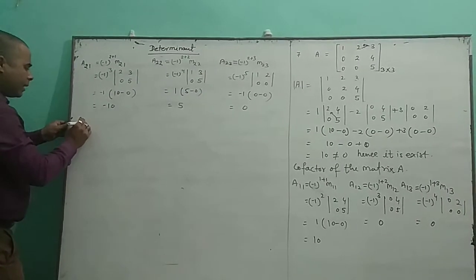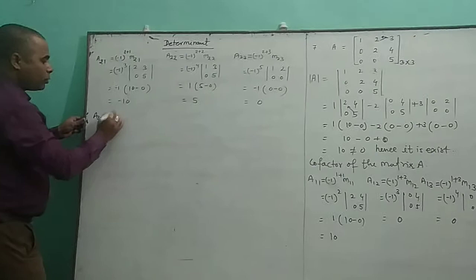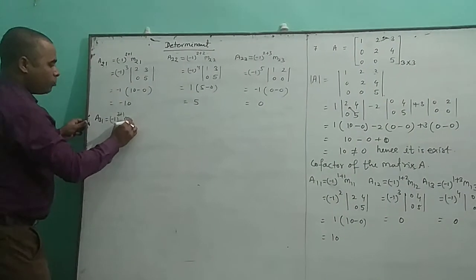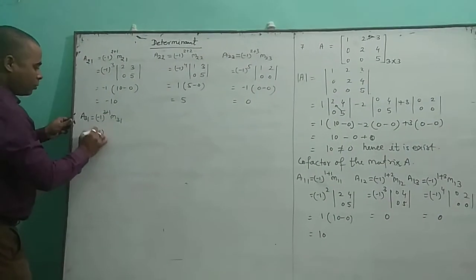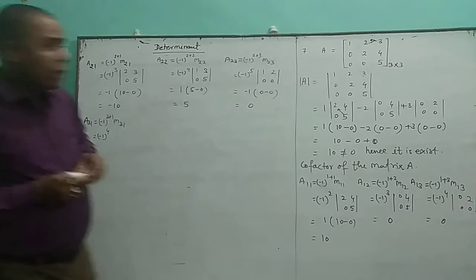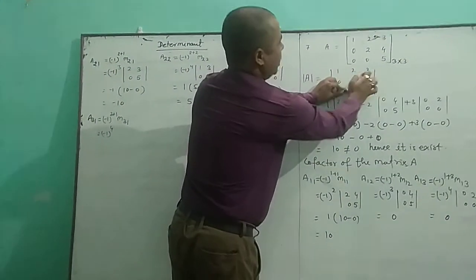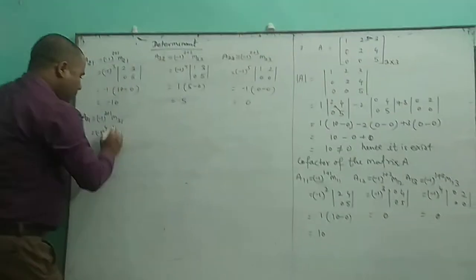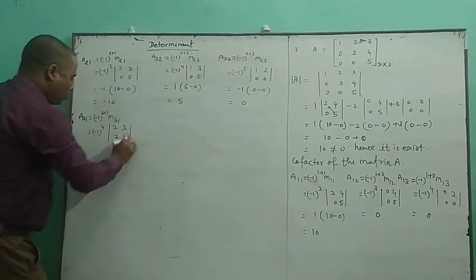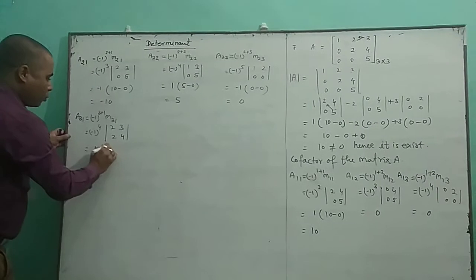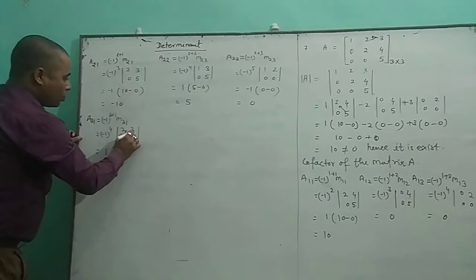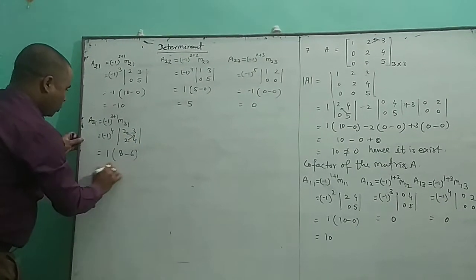Now after that A31 is equal to minus 1 to the power 3 plus 1, M31, minus 1 to the power 4. The value of M31: 31 means third row and first column, 2 3 2 4 is left. Now the value of this one, 2 3 and 2 4: 1 times 4 is 4... 2 times 3 is 6... 8 minus 6 is equal to 2.